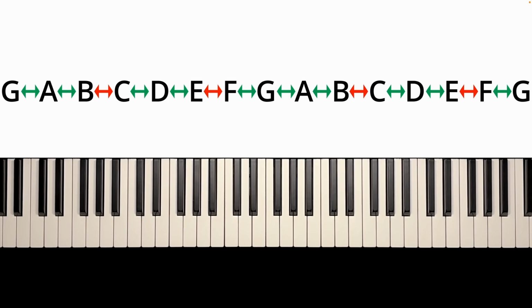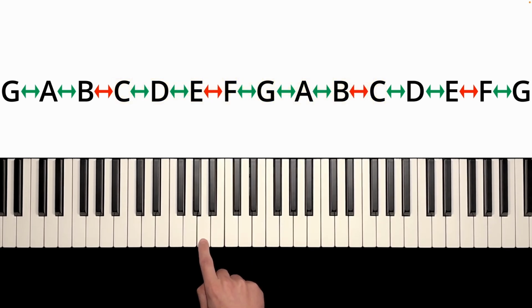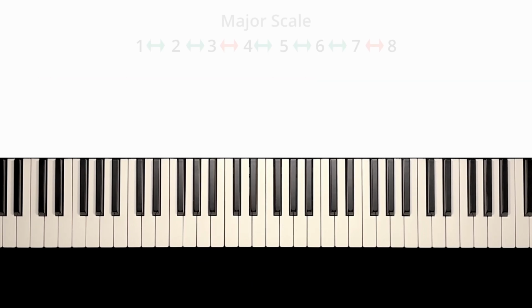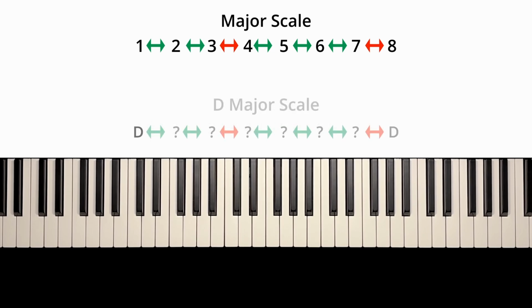All you need to remember is that when you play a scale using the white keys, the major scale begins on C and the minor scale begins on A. So with this formula, we can now create any major or minor scale. Just to give an example, let's build a D major scale.